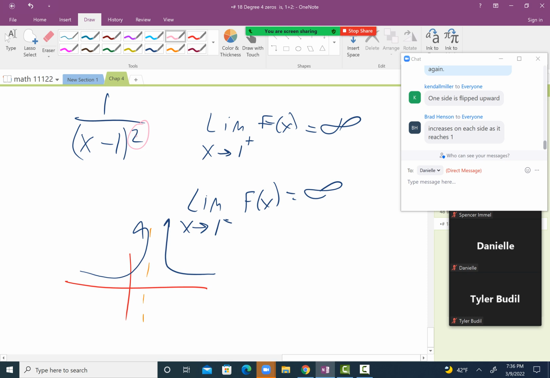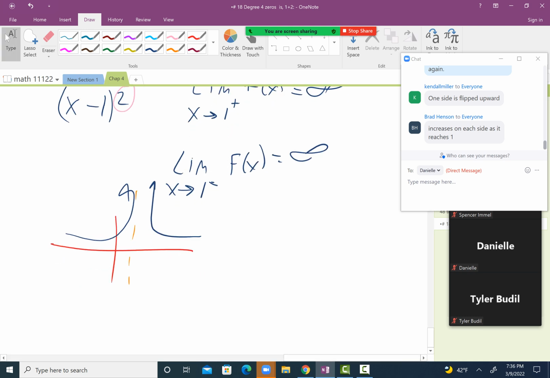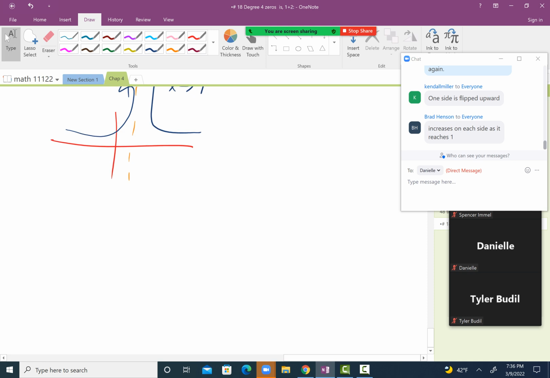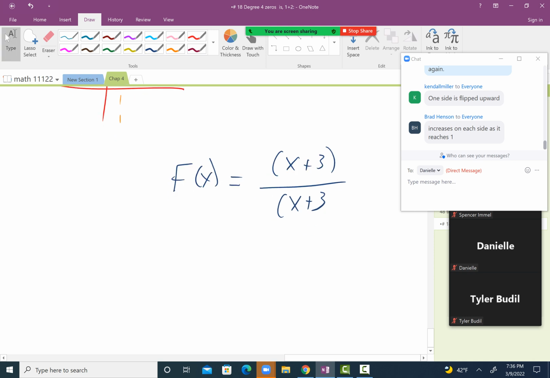Okay. So right now we have this whole idea of this vertical asymptote. And we know, by the way, but it's not in the book, if we have a rational function like this, and the top and the bottom are the same, then we know that we have a hole, and that hole happens at -3.